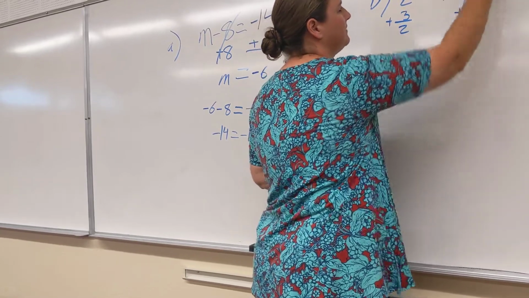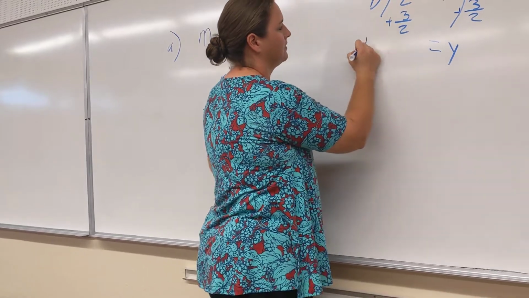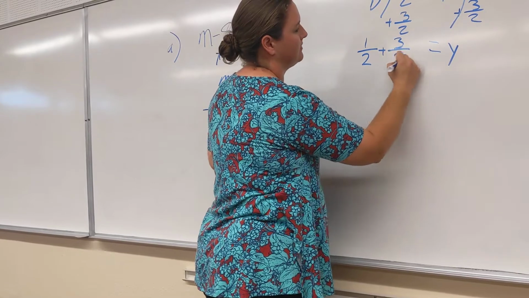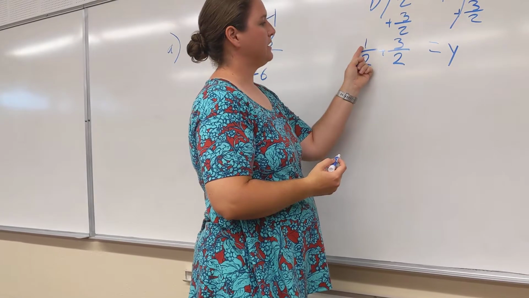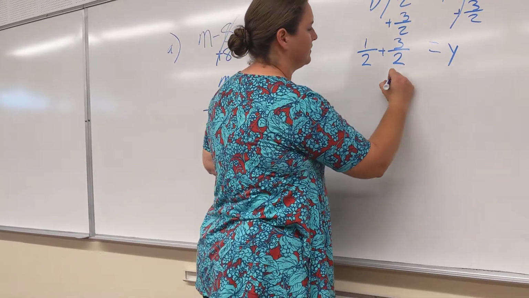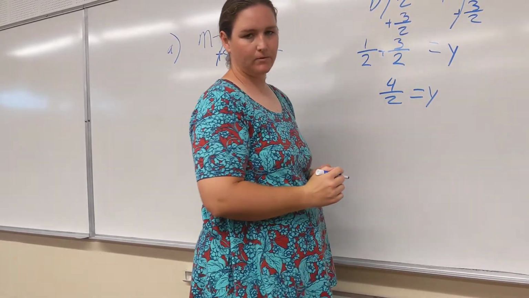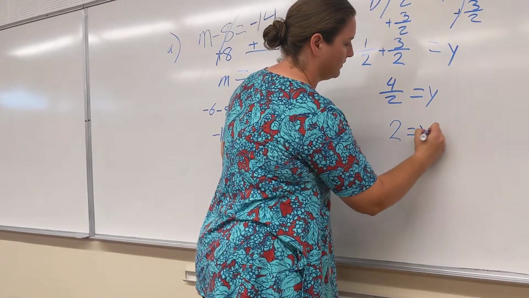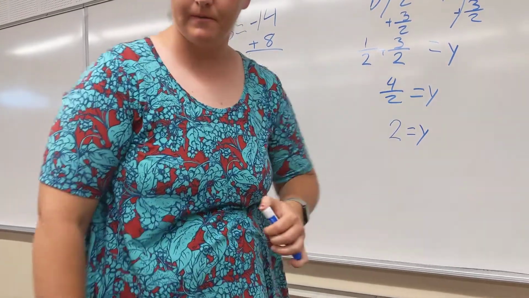Looks a little messy here. We'll deal with it. Now, I'm going to write it like this so you can see it. We have the same common denominator, which means we can go ahead and add these, which gives us 4/2. What is 4/2? 2, right? All right, good job.